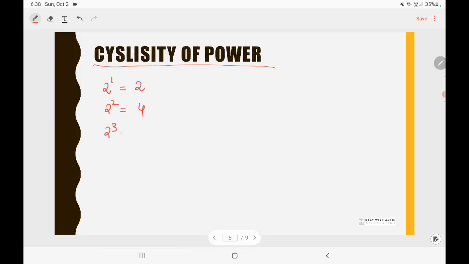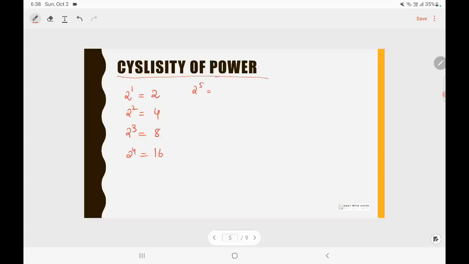2 cube is 8. 2 raised to 4 is 16. And 2 raised to 5 is 32. 2 raised to 6 is 64. 2 raised to 7 is 128. 2 raised to 8 is 256 and so on.